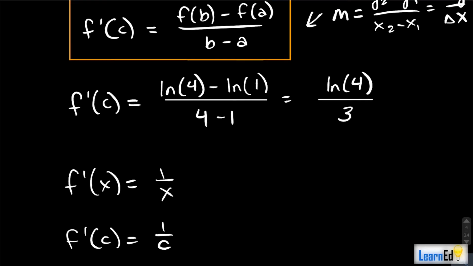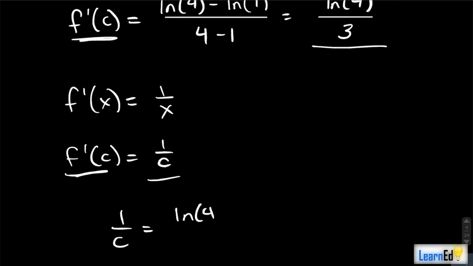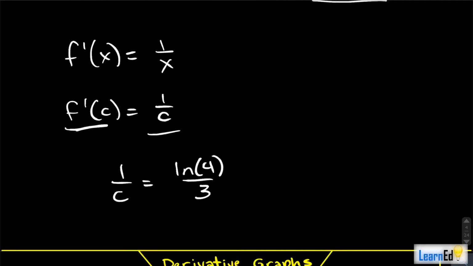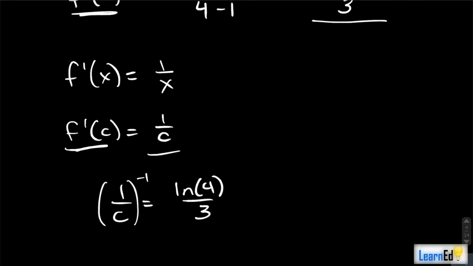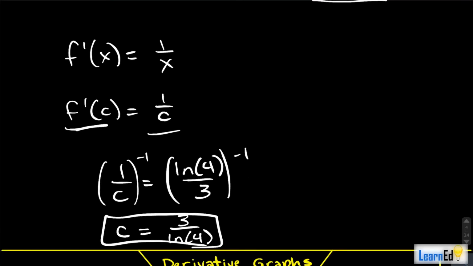Okay, well, we know f prime of c in these two places. It's natural log of 4 over 3, and it's 1 over c. So we can just set these two things equal to each other, right? 1 over c equals natural log of 4 over 3. You can put both sides to the negative 1 power, which basically just means flipping them, and you get c is equal to 3 over the natural log of 4. And right there is your answer.